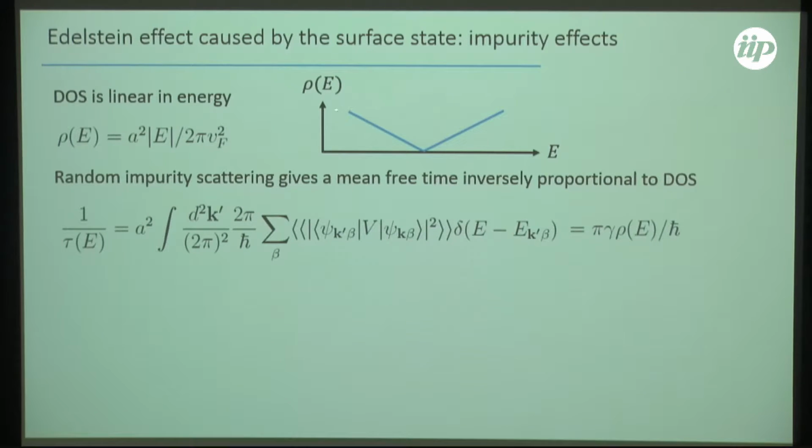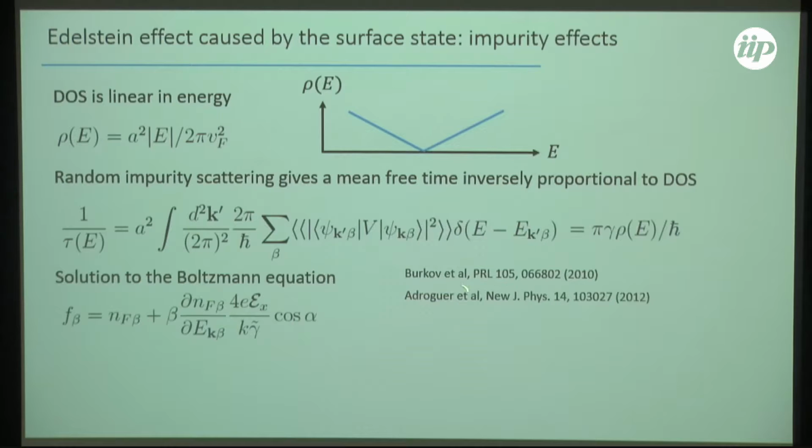In other words, the mean free time of electrons is vanishingly long as you get closer to the Dirac point. Once again, this is also well known in the graphene business, and people use it to study the transport properties and so on. There are also these pioneering works by Burkov et al. and Adagideli et al. that considered this strictly for the surface state of topological insulators.